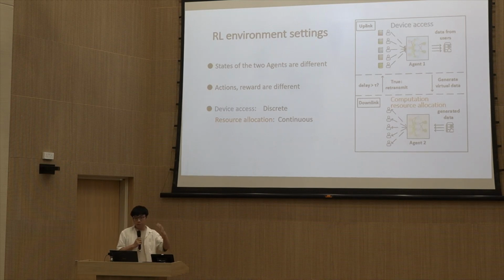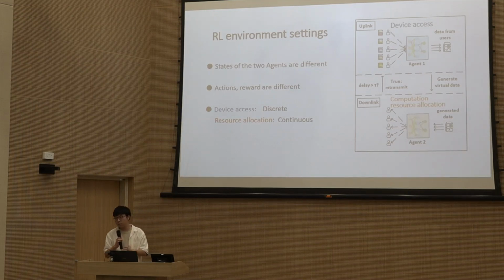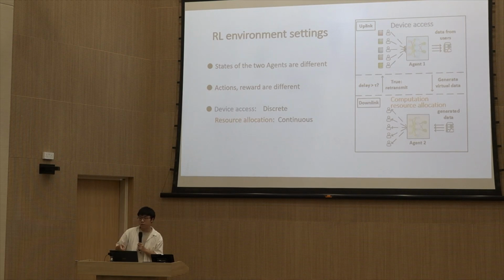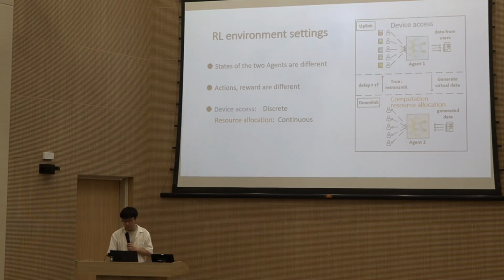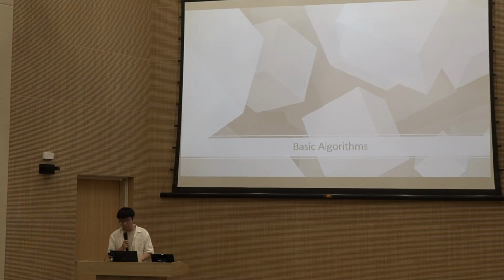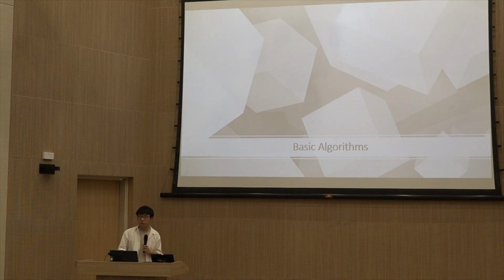Besides, for the uplink action, the device access, like device selection and channel access, is a discrete action. And in the downlink, the remote computation resource allocation is a continuous variable. For example, if we allocate the downlink transmit powers to each user, it must be continuous. So the discrete action and the continuous action will lead to totally different algorithms. Then I will shortly introduce the mainstream basic algorithms of reinforcement learning.